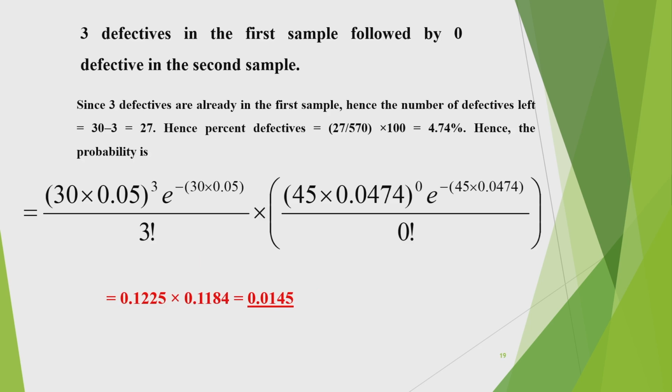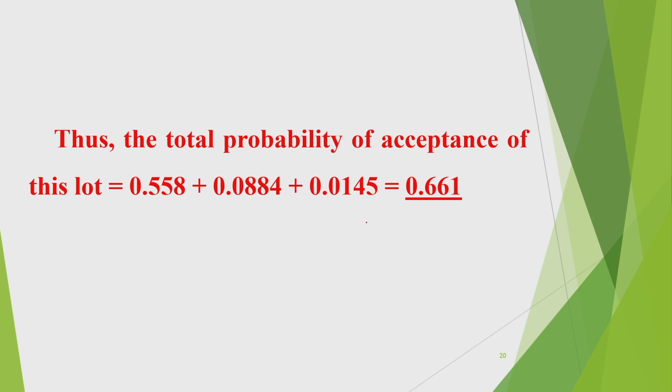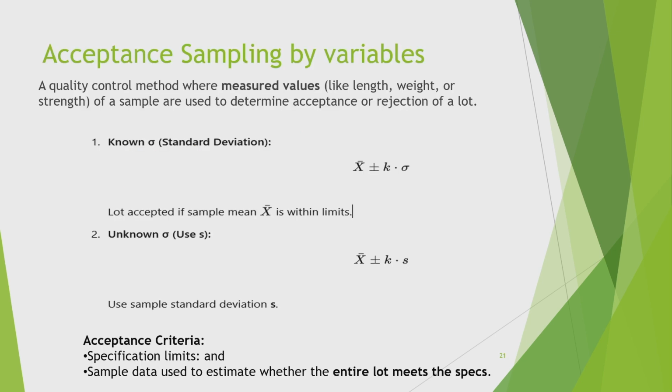So the combined probability: another case is 3 defectives in the first sample followed by 0 defective in the second sample. Since 3 defectives are already present in the first sample, the number of defectives left will be 30 minus 3, which is 27. Hence the percentage defective will change again slightly. The probability will be 30 into 0.05 into e to the power minus this much, multiplied by the second term, since the lot is accepted only if there is 0 defect in the second sample. So this probability comes out to be like that. Then the total probability of acceptance of this lot is actually this much.